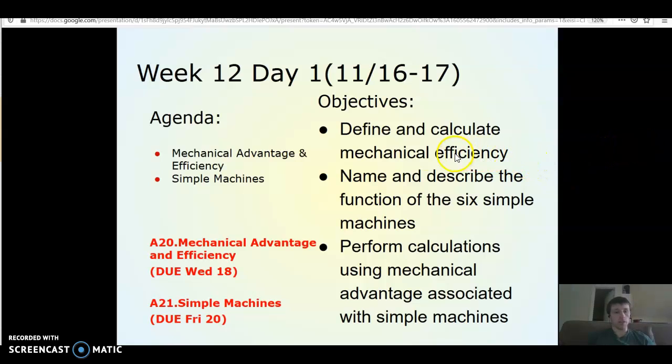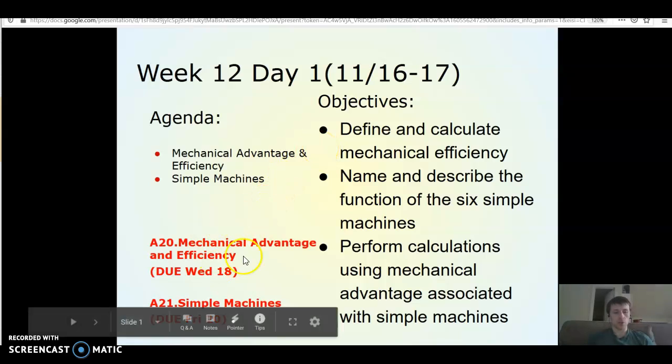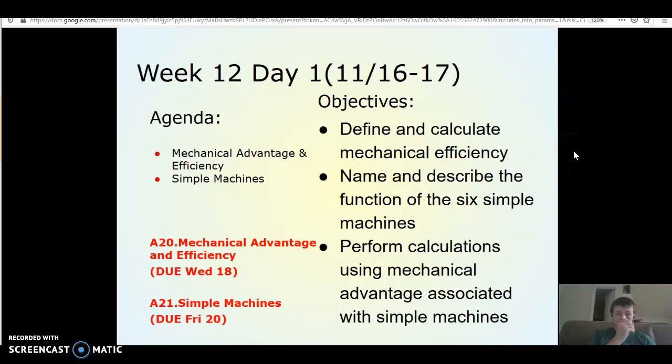So we're talking about mechanical advantage and efficiency, as well as simple machines this week. Got a lot to do. There are 2 assignments to be aware of. Assignment 20, mechanical advantage and efficiency, is due Wednesday the 18th, and then simple machines is going to be due Friday. Our objectives are that you can define and calculate mechanical efficiency, name and describe the functions of the 6 simple machines, and perform calculations using mechanical advantage associated with said machines.